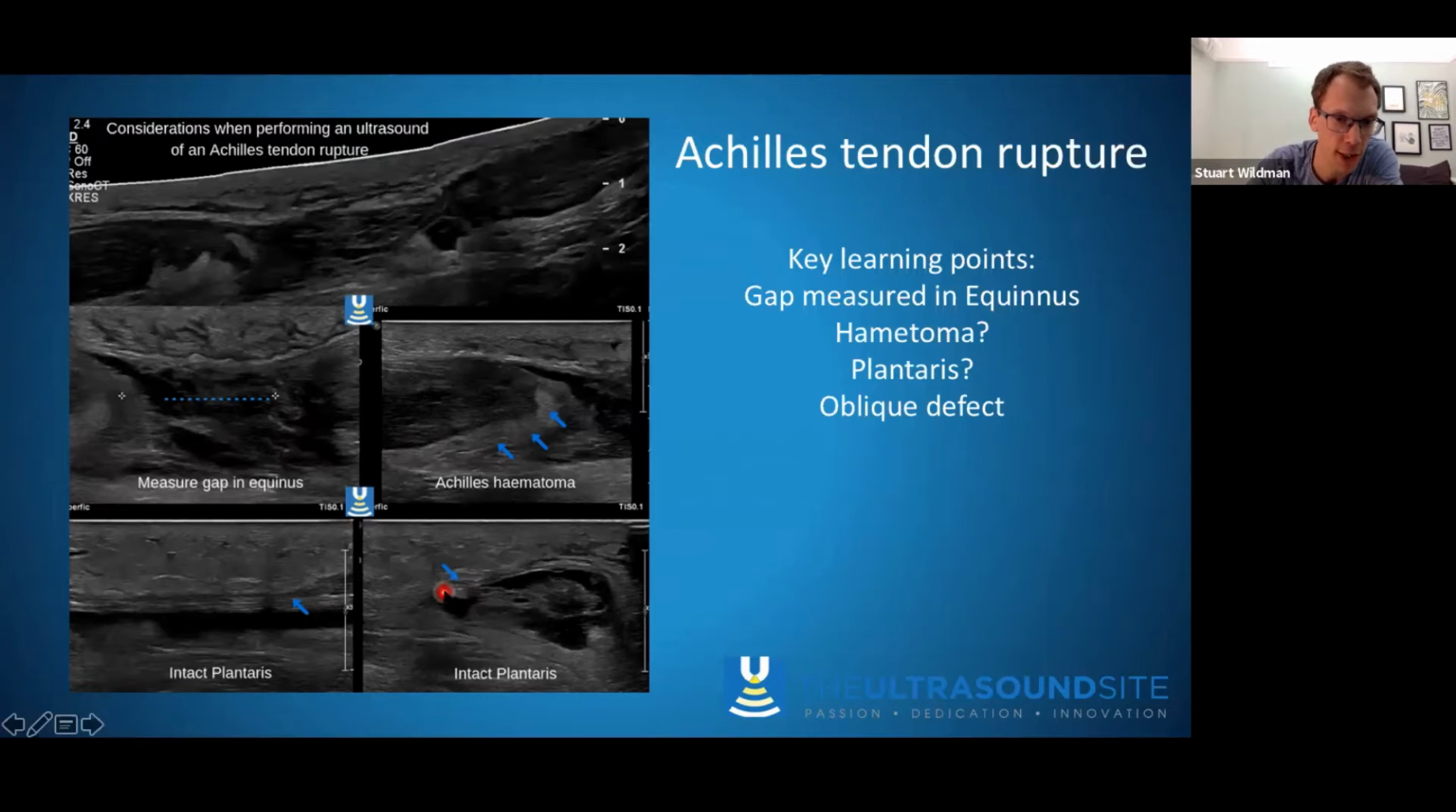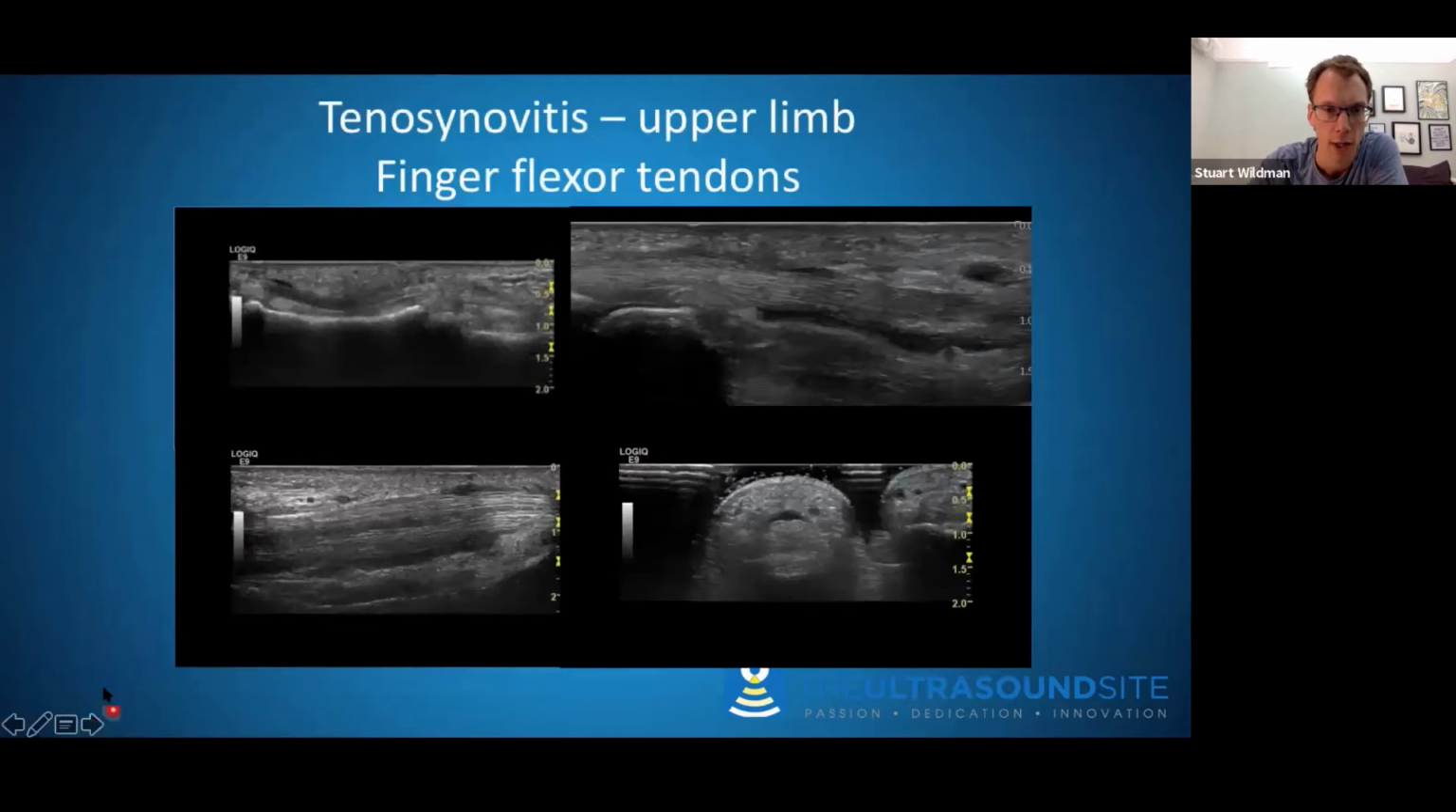And sometimes you can see these remaining fibers, and that's not the remaining fibers of the Achilles, that's just the plantaris that's dropped into the defect. Okay, so just be aware of that. And I've mentioned an oblique defect. These tendons rarely ever just break straight like that. They tend to break in a more messy way or an oblique way. So always ensure you visualize the structure all the way across.